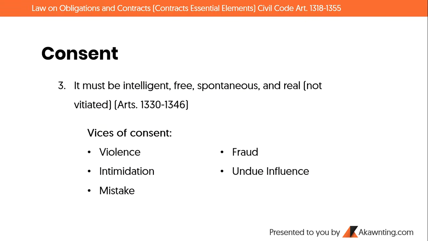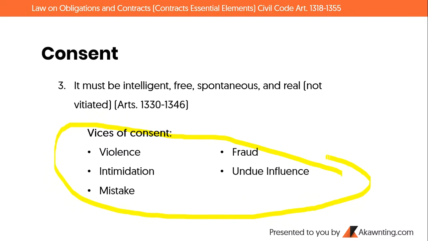Okay? So next, let's go to the third requisite ng consent. So it must be intelligent, free, spontaneous, and real, not vitiated. So vices of consent, nabanggit siya from articles 1330 to 1346. So we have actually 5 vices of consent which will be discussed thoroughly pagdating natin sa voidable contract. Okay? So first, we have violence. In violence, there is physical force actually. So for example, sinuntok ka, di ba? Sinuntok ka, binugbog ka, sinampal ka, tapos dahil doon, napapirma ka sa isang kontrata.